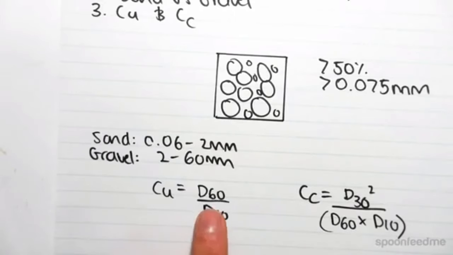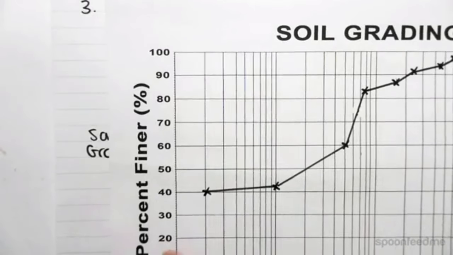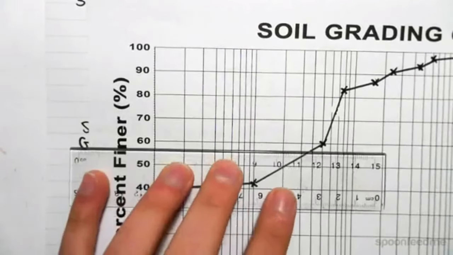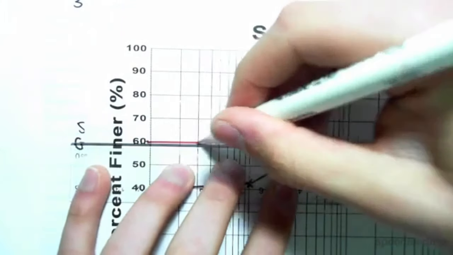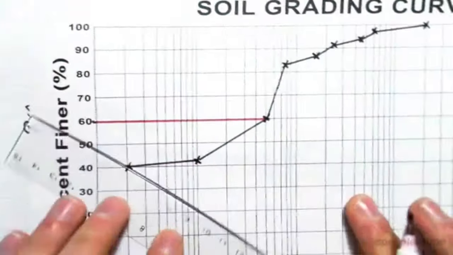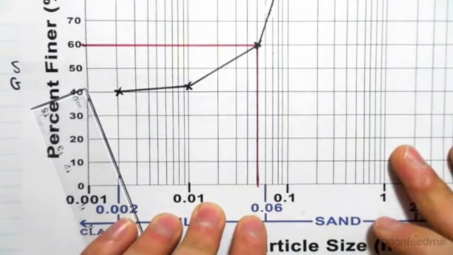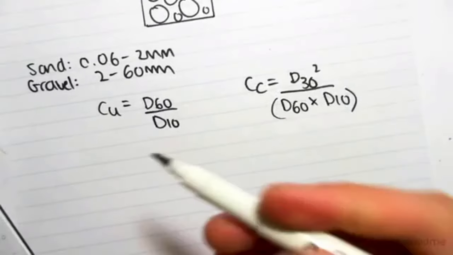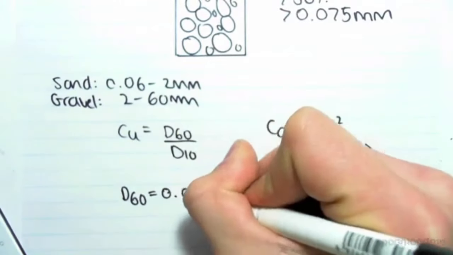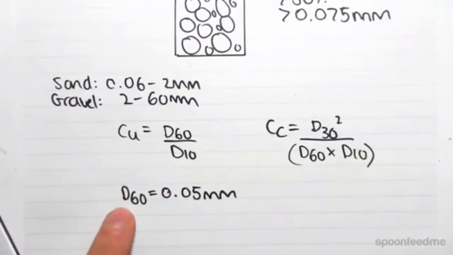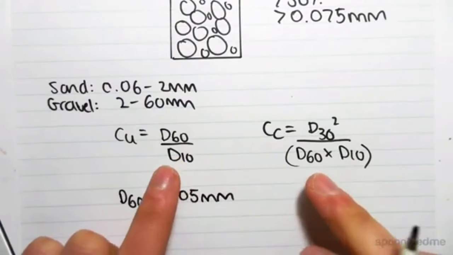All it is, D60, you would come to your grading curve, so this is the one we did in the previous video, and D60 is the diameter at 60. So you would come across to my curve, I would hit my curve, and I would find the diameter at 60%, which in our case is 0.05. So D60 is 0.05 millimeters. And you could do the same for D30 and D10, and we're going to be using this to define a coarse soil for some examples.